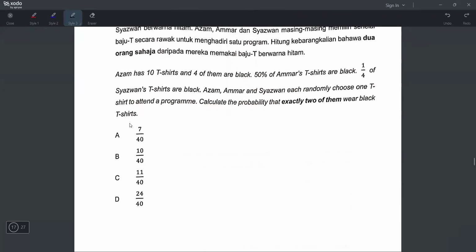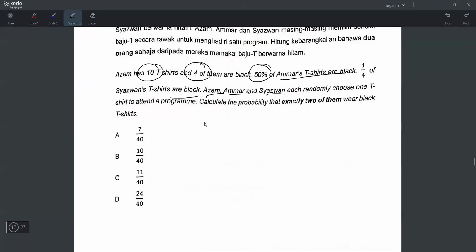27, let's go. Azam has 10 t-shirts and 4 of them are black. Okay, so 6 will be not black. 50% of Amar's t-shirts are black. Oh my god. 1/4 of Shazwan's t-shirts are black. Azam, Amar, Shazwan each randomly choose one t-shirt, attend a program, calculate the probability that exactly 2 of them wear black.